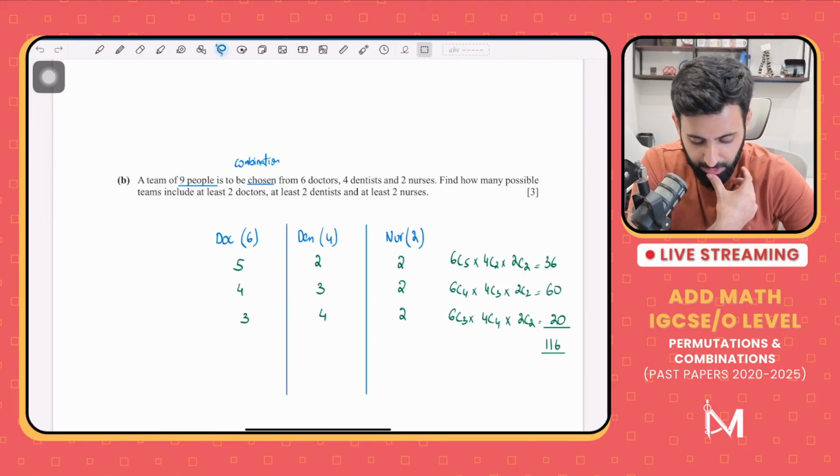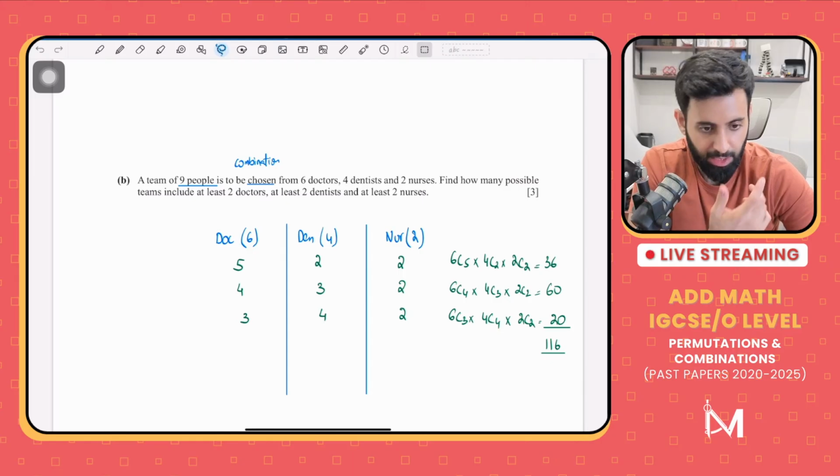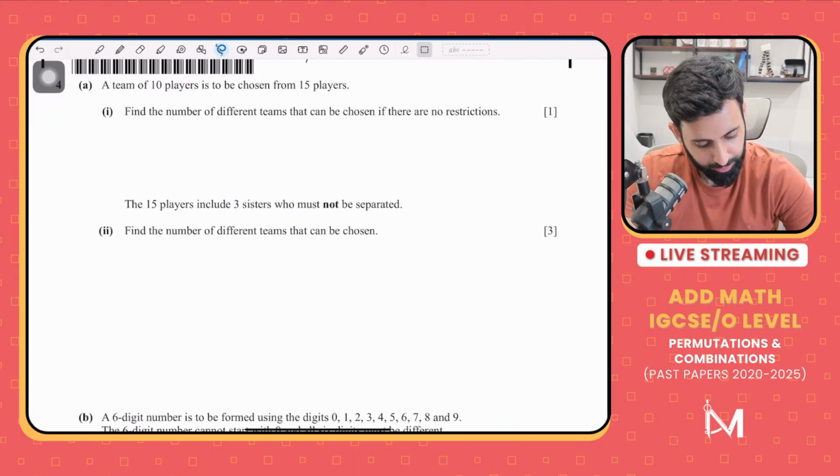So if you keep 6 doctors and then if you keep 2 dentists and 2 nurses, that makes 10. Okay, the team has to be of 9 people. So read the question.